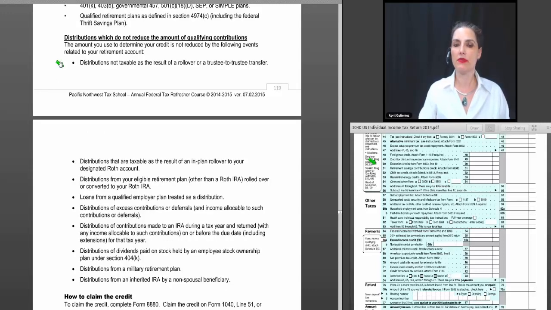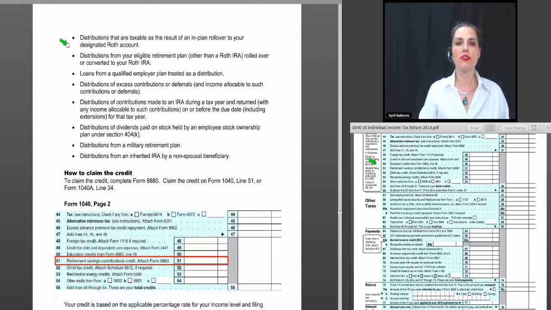Distributions not taxable as the result of a rollover or a trustee-to-trustee transfer. Distributions that are taxable as a result of an in-plan rollover to your designated Roth account. Distributions from your eligible retirement account other than a Roth IRA that are then rolled over or converted to your Roth IRA. Loans from a qualified employer plan that are treated as a distribution.